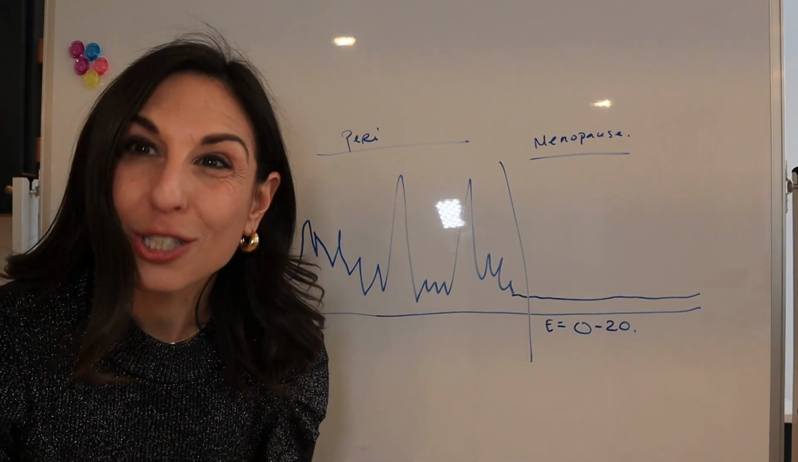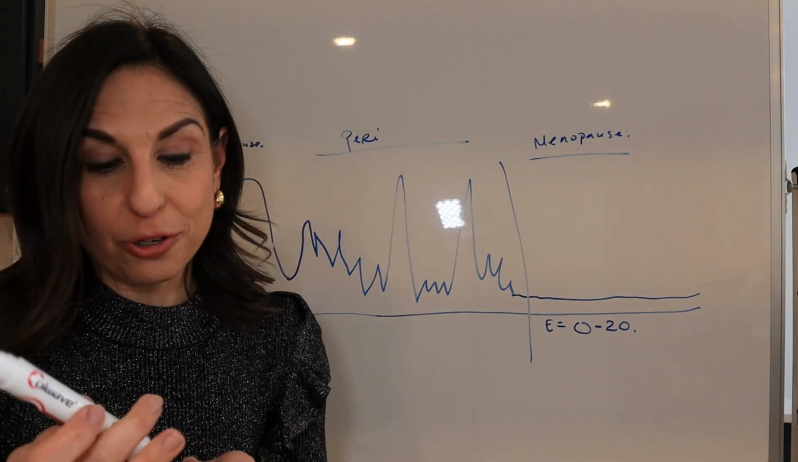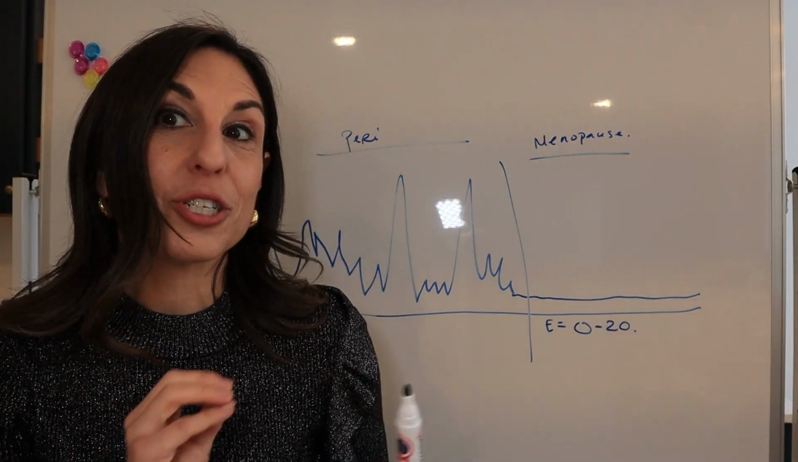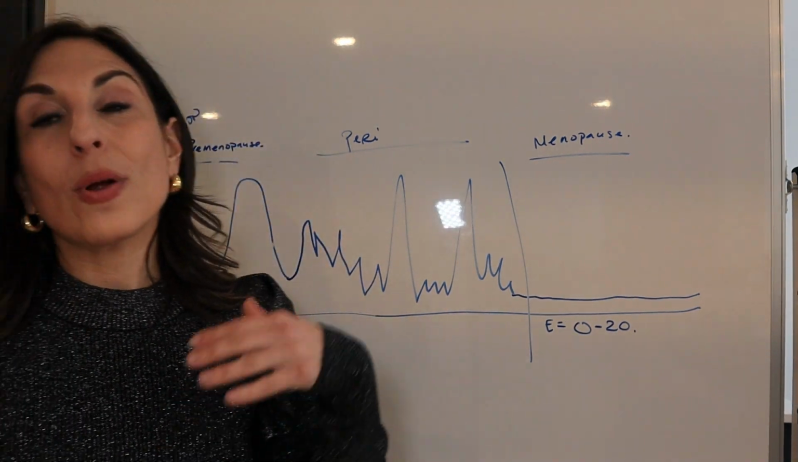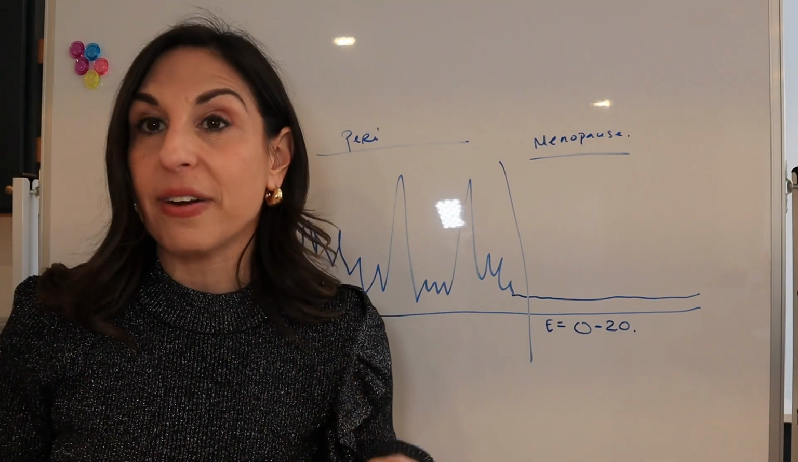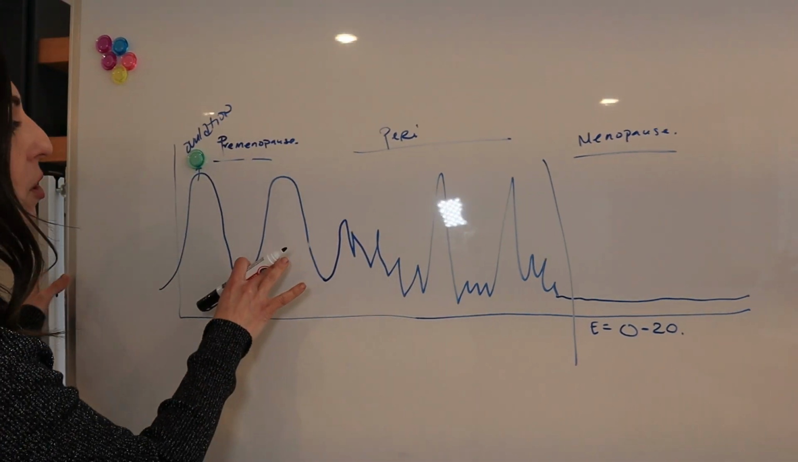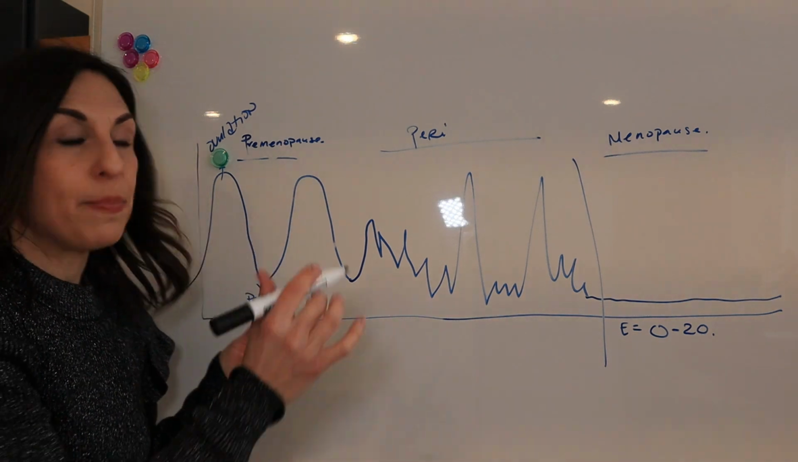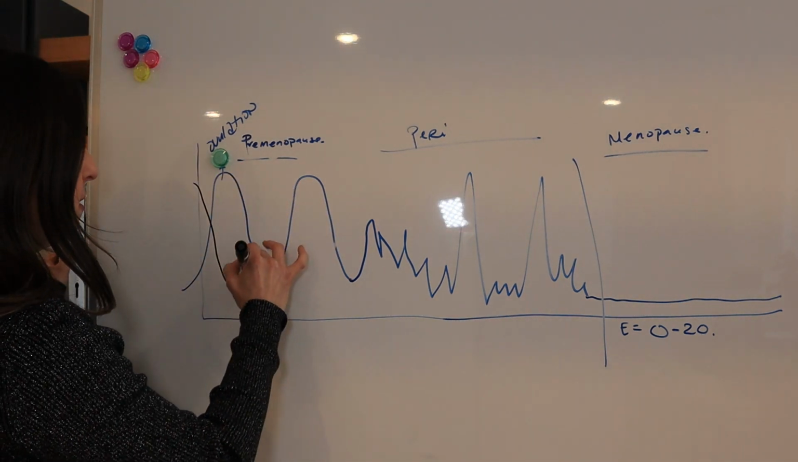Let's talk about what happens to the progesterone. Let's do the progesterone in black. Now, progesterone actually does the opposite of what estrogen normally does. So when estrogen's high, progesterone's low, and vice versa. So if you're looking at someone who is still having regular periods, progesterone's going to do the opposite. It's going to go like this.